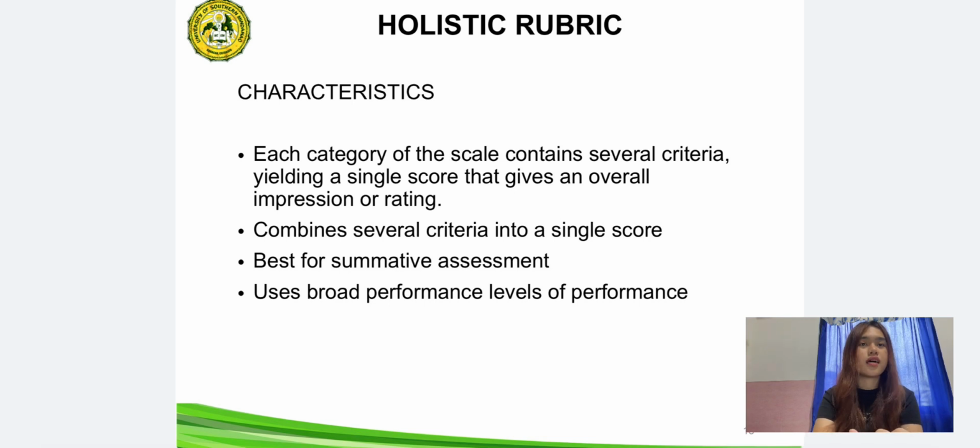Now, let us move on doon sa second type ng rubric, which is the holistic rubric. Now, let us first discuss the characteristics. For the first characteristic is, each category of the scale contains several criteria yielding a single score that gives an overall impression or rating. This means na yung instead of scoring each part separately, dito sa holistic rubric, the teacher looks at the students yung overall work na nila and gives a one general score that reflects doon sa total quality ng performance nila.